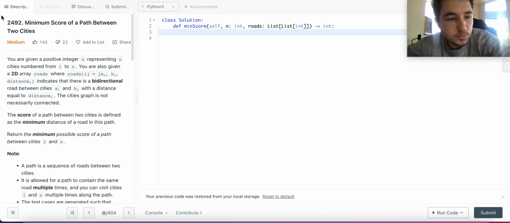The newest contest problem, 2492, minimum score of a path between two cities. So let's go ahead and get right into this problem. You're given a positive integer n representing n cities numbered from 1 to n.